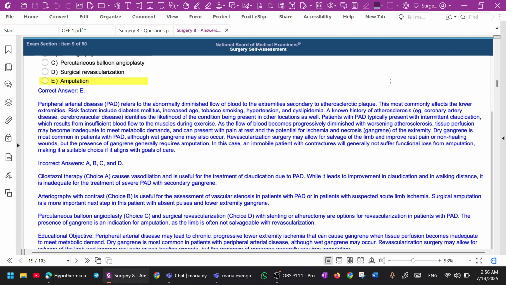It's not arteriography with contrast. It's useful for assessment of vascular stenosis in patients with PAD and in patients with suspected acute limb ischemia. Surgical amputation is the more important next step in patients with absent pulses and lower extremity gangrene.